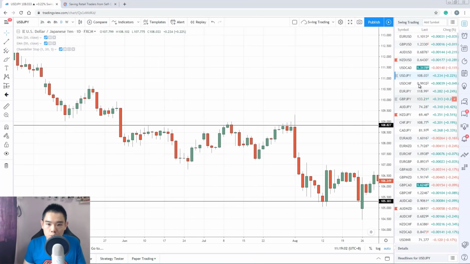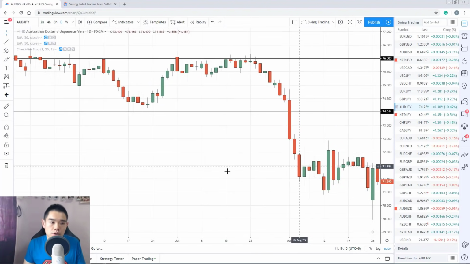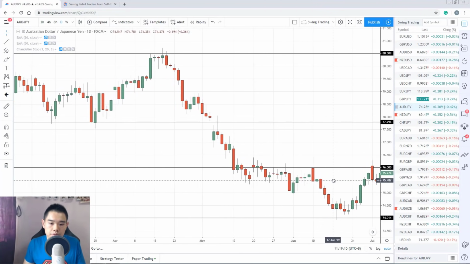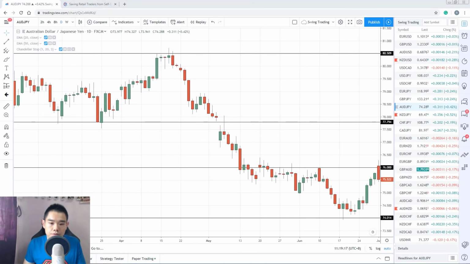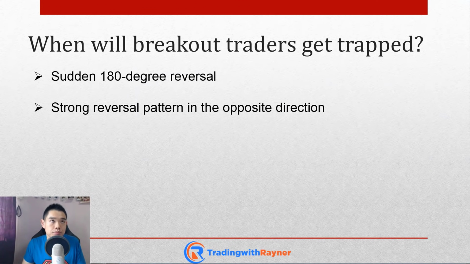Okay, and just to share with you one more example. This is kind of similar to the one that you saw earlier on the pound dollar. Again, look at this. Very nice, strong, bullish move. At one point in time, this candle is actually a bullish candle, right? It's breaking out of resistance. And then what happened? Within the day, it reversed and closes near the lows. Now, traders who buy the breakout are trapped. Okay, so I'm going to talk about specifically how you can trade this false breakout coming up soon. So now you know when breakout traders get trapped.